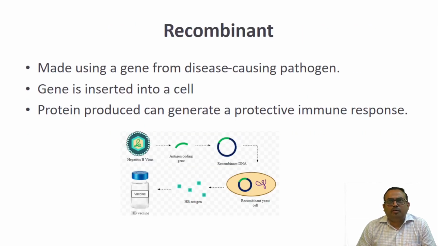Now coming to the recombinant vaccine. A recombinant vaccine is usually made using a gene from the disease-causing pathogen. This gene is recombined into the genome of a cell, usually yeast cells. The yeast cells multiply, and the copies of the desired gene are also multiplied and produce the protein, which can generate a protective immune response. An example of a recombinant vaccine is the hepatitis B vaccine.